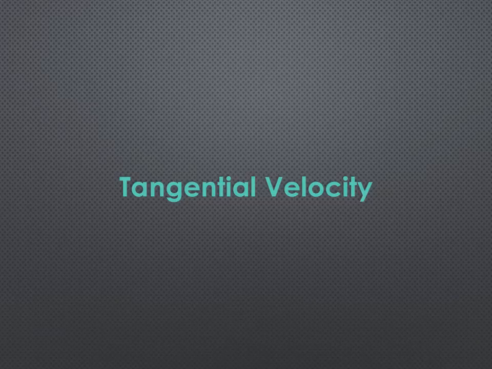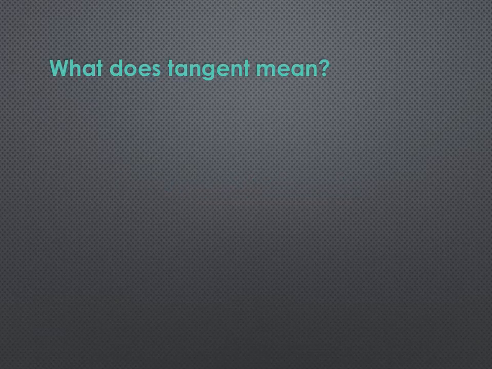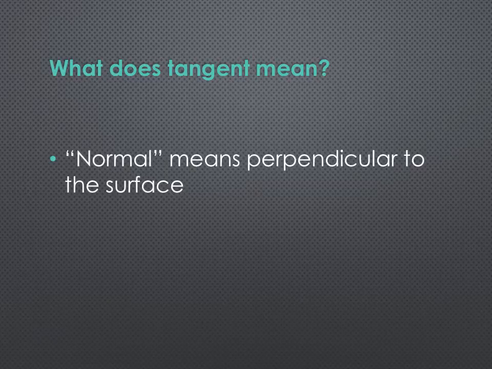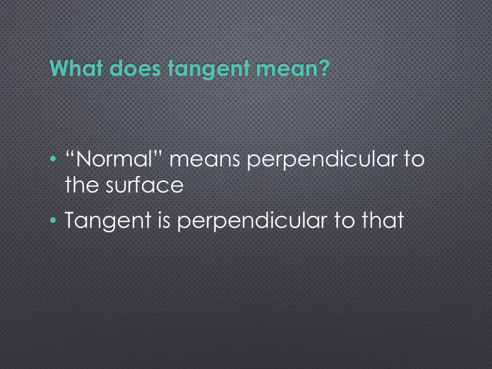Tangential velocity. So let's start out quickly by talking about what tangent means. It's a term you might have seen in geometry and trig, but that was some weird trig ratio, right? It was opposite over adjacent, but that's definitely not what we're doing here. If we recall from last semester, the word normal, like a normal force, means perpendicular to the surface. So tangent is perpendicular to that. If I have a flat surface, the tangent line is just along the surface.